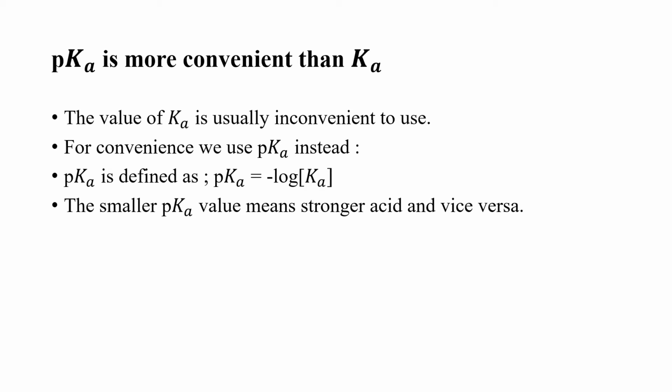Now, what is the reason that we say pKa is more convenient than Ka? The reason is that pKa has values that are easy and convenient for us to use in our chemical calculations. Similar was the case with the values of pH. The Ka values are in powers of 10 and they are difficult to deal with. That is why we have used the concept of pKa rather than Ka. So it is more convenient.